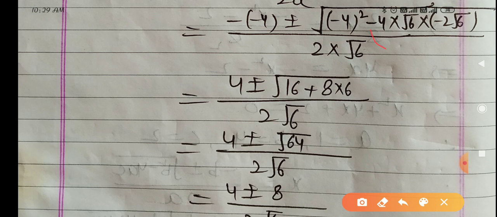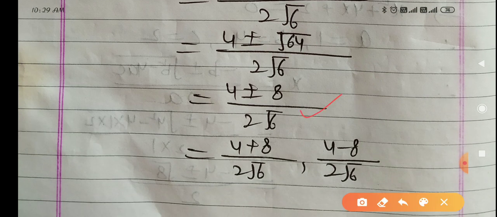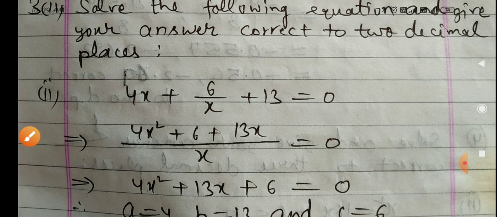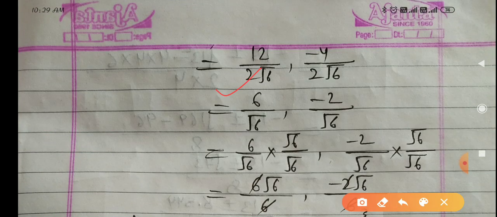You see, minus minus becomes plus, and root 6 multiplied by root 6 is 6. 4 twos are 8, so that's why I have written 16 plus 8 into 6, and it is coming root 64, and root 64 you know very well is 8. So 4 plus minus 8 upon 2 root 6. It means 4 plus 8 upon 2 root 6, and 4 minus 8 upon 2 root 6. Now 4 plus 8 upon 2 root 6 means 12 upon 2 root 6. 4 minus 8 upon 2 root 6 means minus 4 upon 2 root 6.